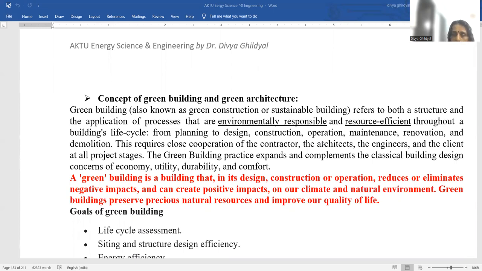So look at it carefully. Green building: green, nature is green, trees are green, natural surroundings are all green. That is why we have used the word green.